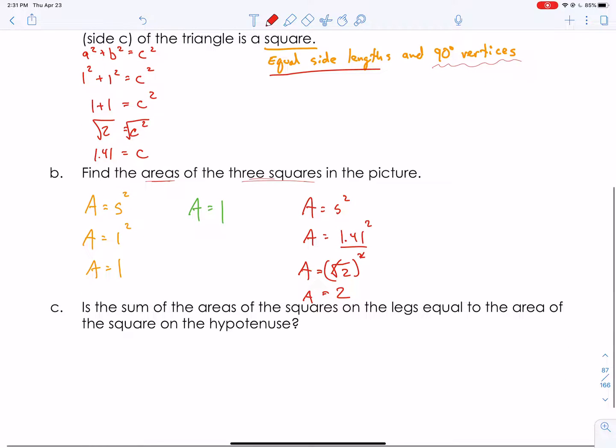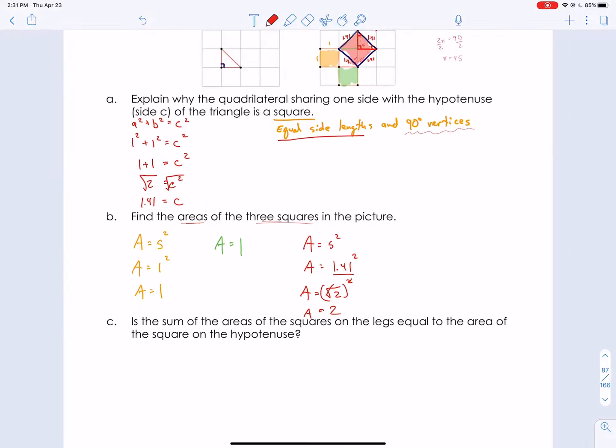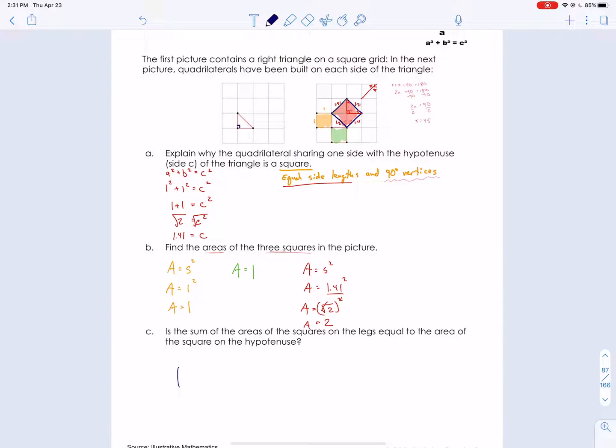And then the last part says, is the sum of the areas of the squares on the legs equal to the area of the square on the hypotenuse? So basically, the orange and green, if we add those areas up, will it equal the area of the red? And yes, we can see that if we take 1 plus 1, we get 2. So this is this area, and here's this area, and 2 equals 2, which is true.